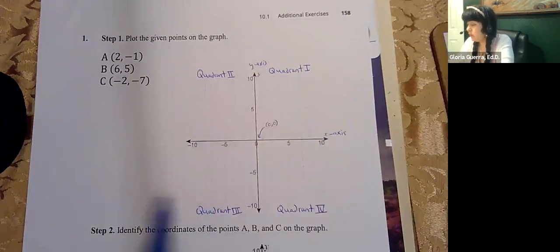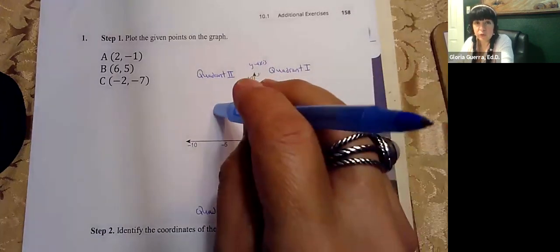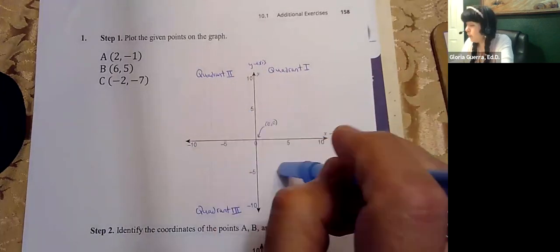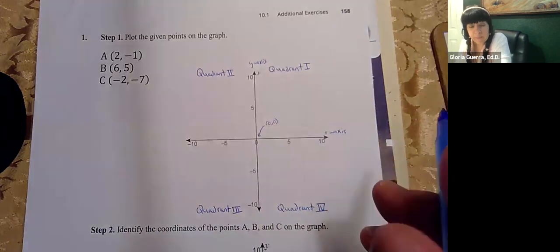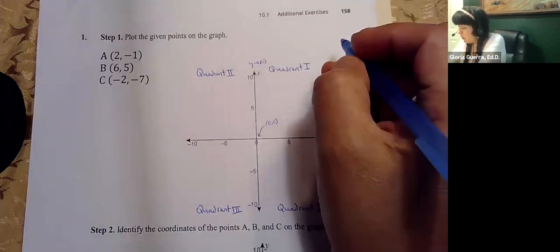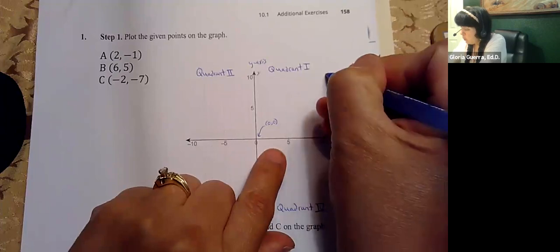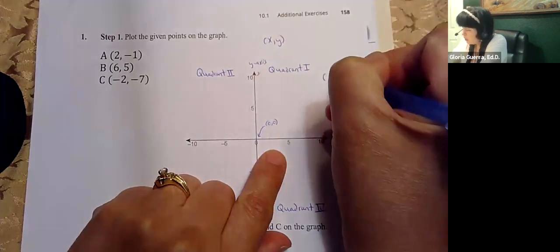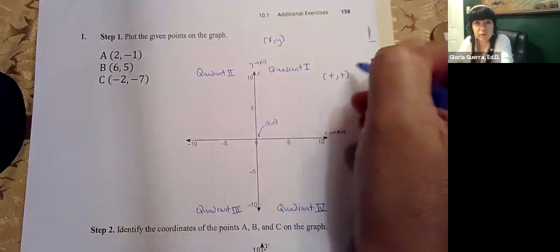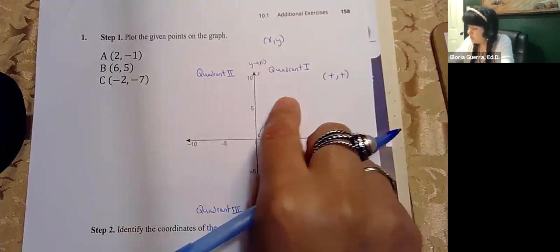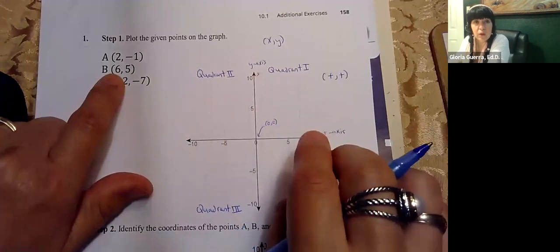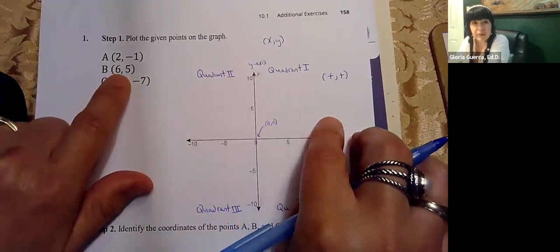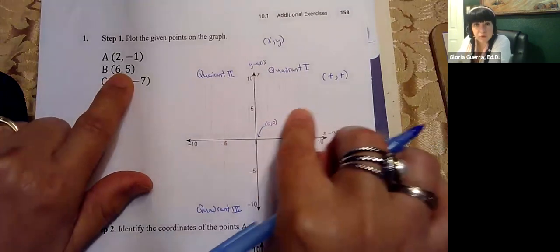So points either live in a quadrant, quadrant 1, 2, 3, or 4, or they live on an axis, the x-axis or the y-axis. Any point that lives in quadrant 1, in your ordered pair x, y, the x is positive and the y is positive. So like 6, 5, plot the given point on the graph. 6, 5 says positive, positive. That would definitely be in quadrant 1.